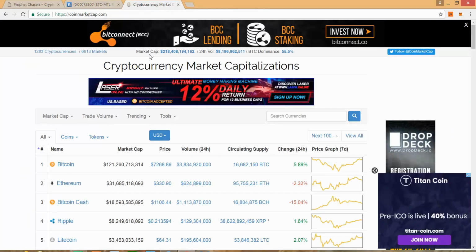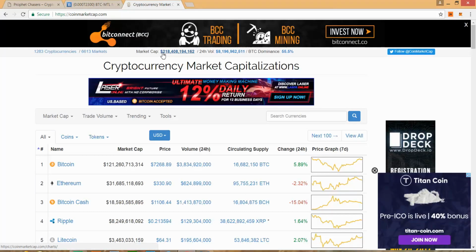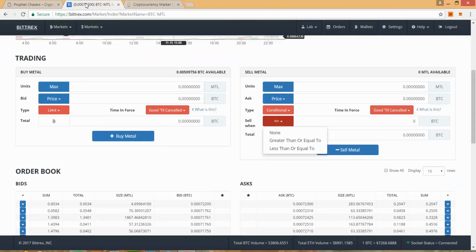Let's just check the market cap right now, just so we know we're at $218 billion. Holy shit.